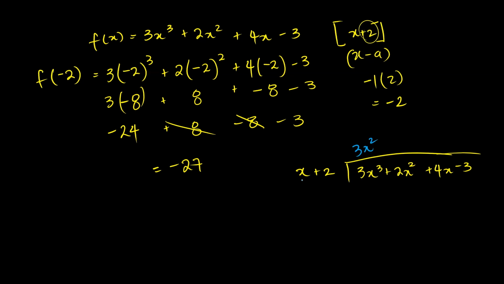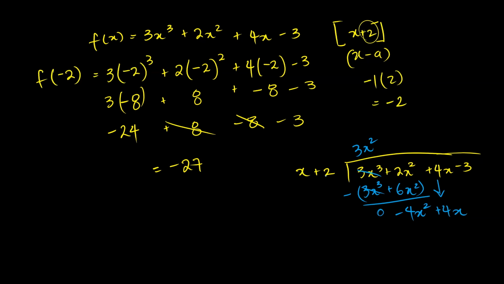3x squared multiplied by x is 3x cubed. And 3x squared multiplied by 2, that's positive 6x squared. And so if we subtract 3x cubed minus 3x cubed, that's 0. But 2x squared minus 6x squared, that is negative 4x squared. And bring down the 4x here. So plus 4x.